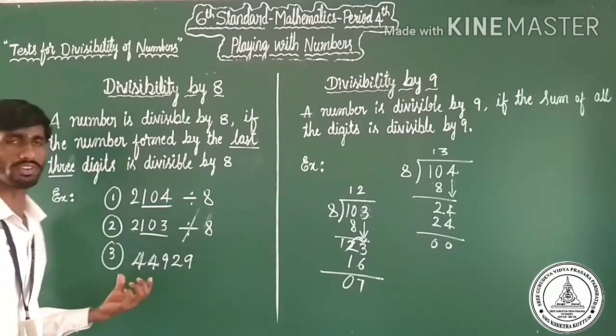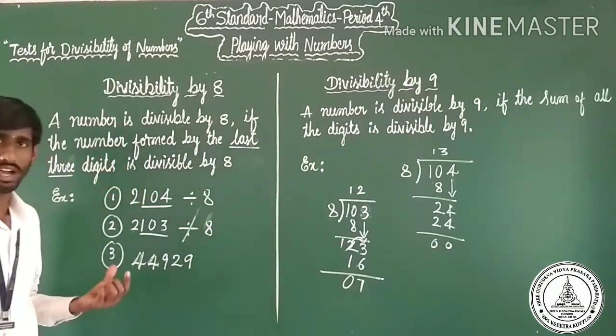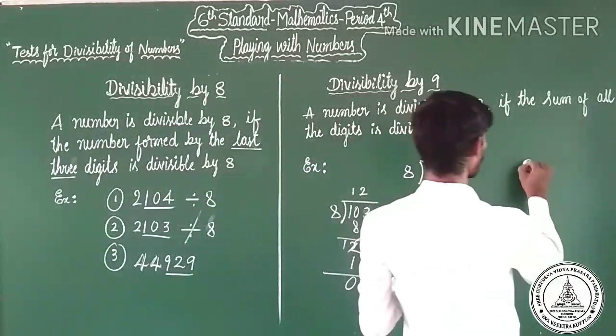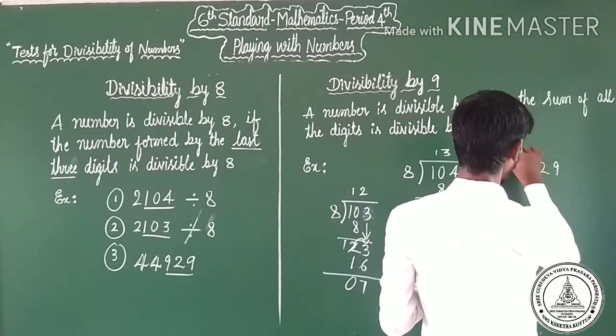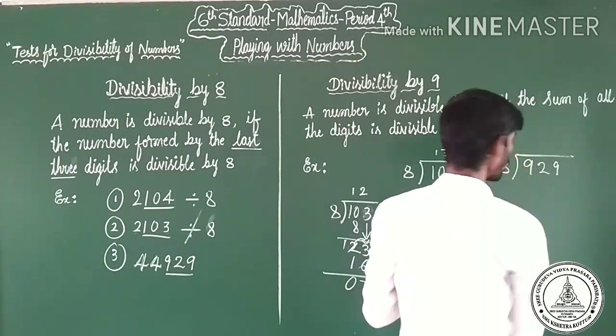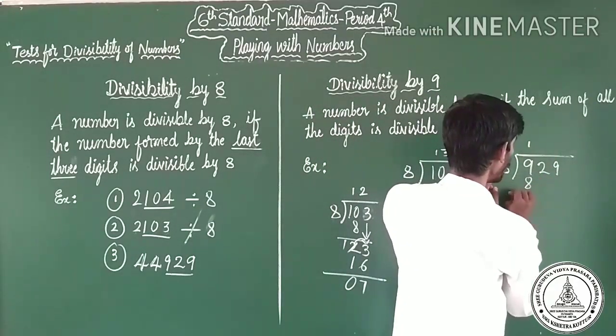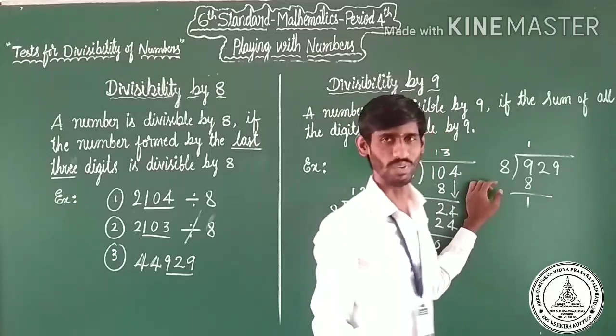44,929. How do we check the divisibility by 8? Last 3 digits, 929. Observe here, we will take 929 and divide by 8, Choto. Okay? Divide by 8. 8 1 ja 8. 9 minus 8 is equal to 1.